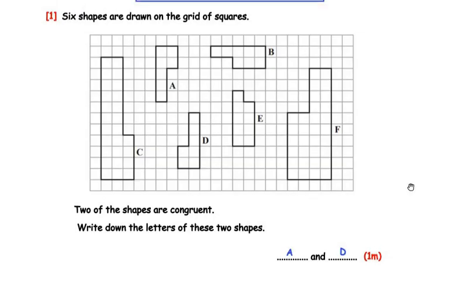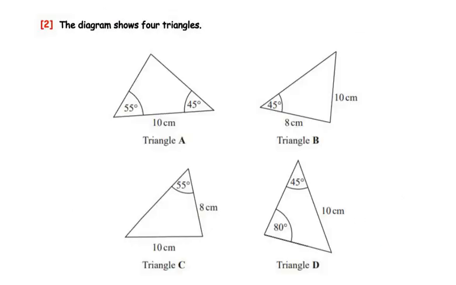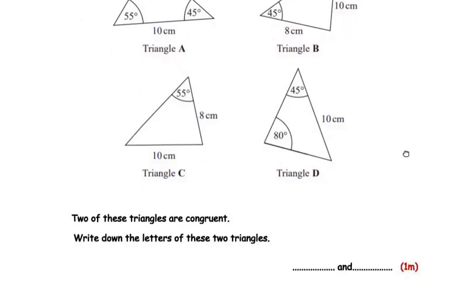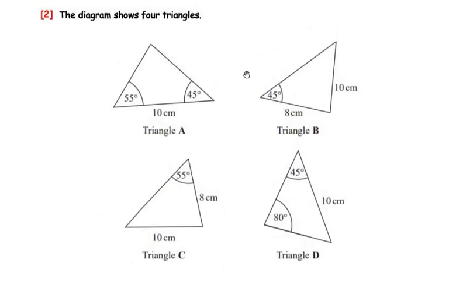Moving on to the next question. The diagram shows 4 triangles. 2 of these triangles are congruent. Write down the letters of these 2 triangles. Now here we have been given 4 triangles and we need to find out 2 triangles out of these 4 which are congruent. Now I have explained the types of congruence conditions for triangles in another video, so you can click on the link to find out the details.